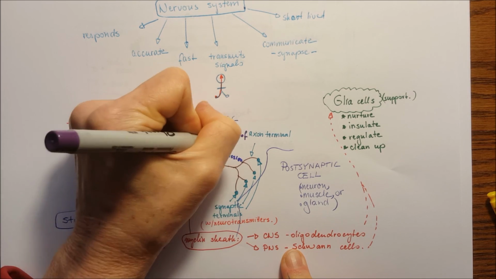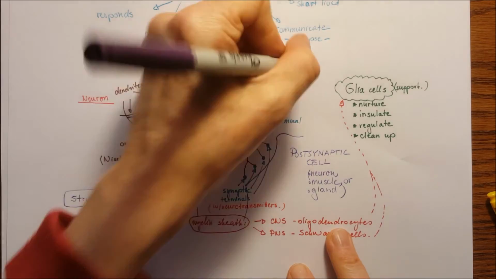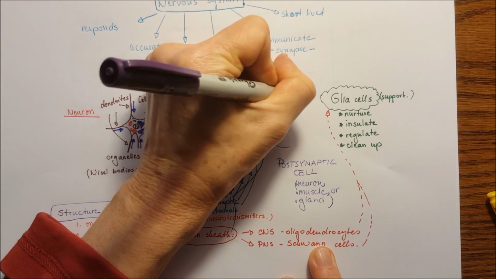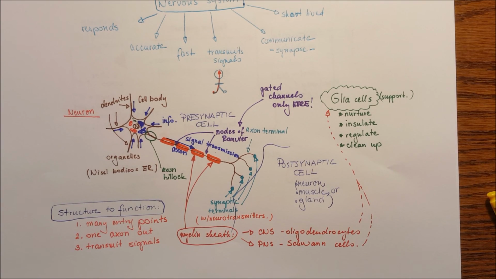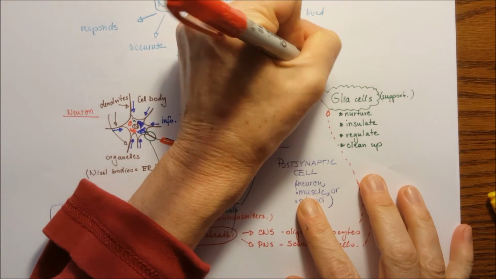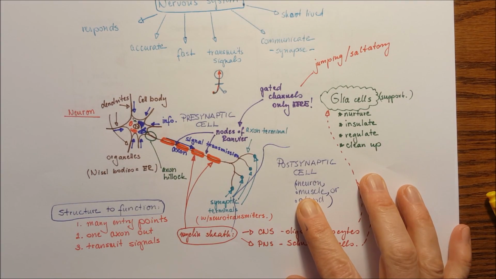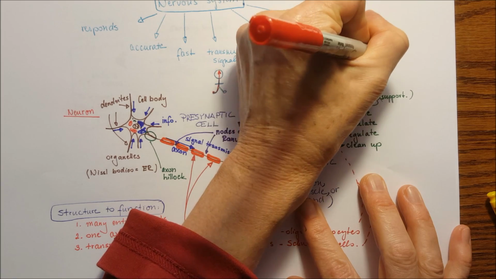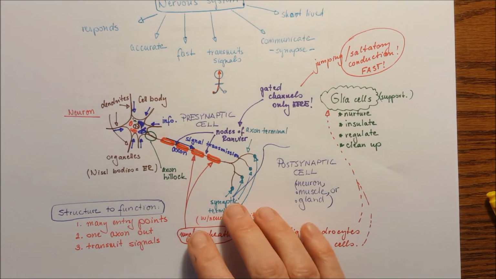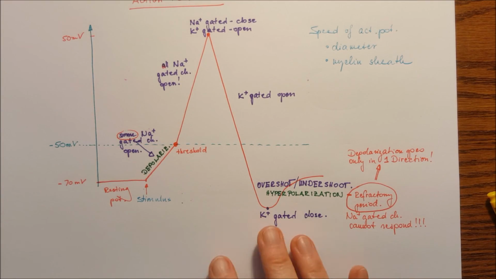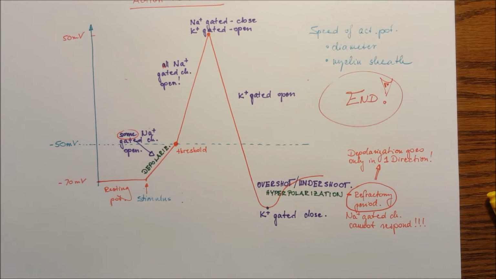Why is that so good? Because only between the myelin sheath we have gated channels. These places are called the nodes of Ranvier. And these gated channels are only there, so the conduction is jumping from one node of Ranvier to another. So it's a saltatory conduction, and that's it. Very fast.